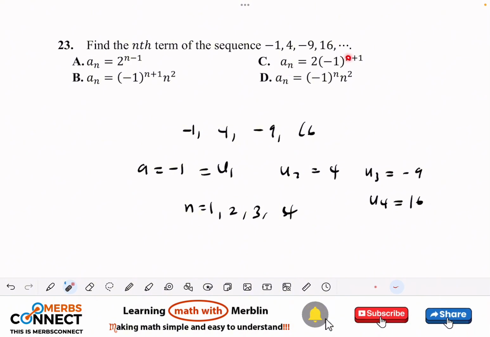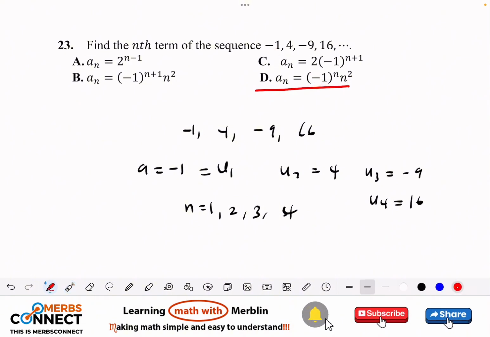Let me look at C. When I plug in 1 here, 1 plus 1 is going to be 2. Minus 1 squared is going to be 1. 1 times 2 is not right. So we don't have any option. I don't even need to do the D. If it is not D, then it means that there is no option, right? So let's look at it. When I plug in 1 and 1 here, 1 squared is 1. Minus 1 to the power 1 is minus 1. So minus 1 times 1 is minus 1.